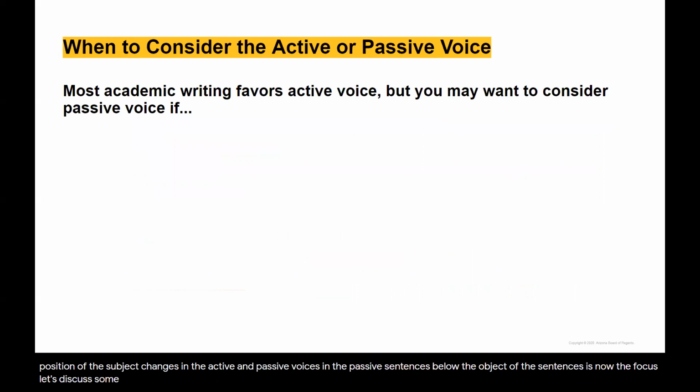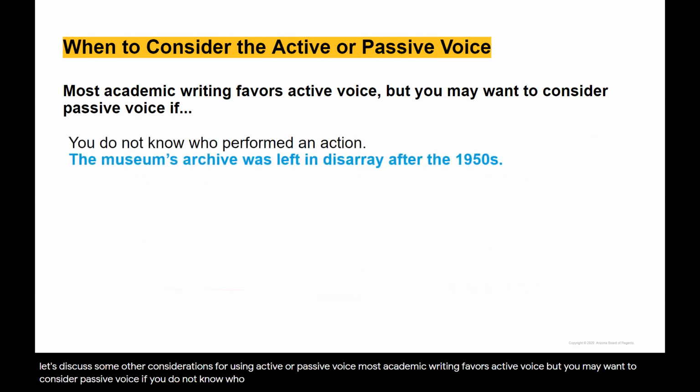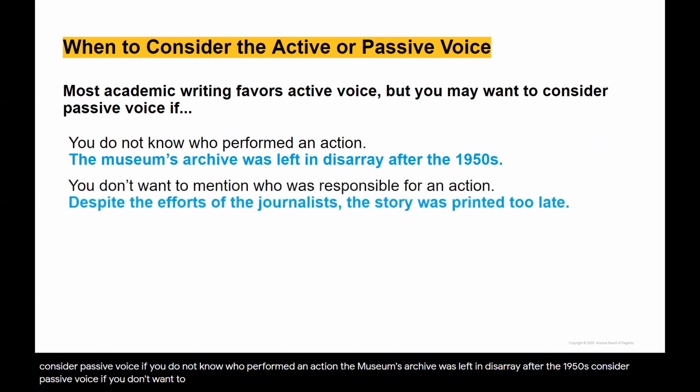Let's discuss some other considerations for using active or passive voice. Most academic writing favors active voice, but you may want to consider passive voice if you do not know who performed an action. The museum's archive was left in disarray after the 1950s. Consider passive voice if you don't want to mention who was responsible for an action. Despite the efforts of the journalists, the story was printed too late.